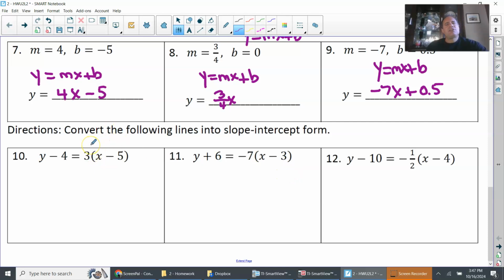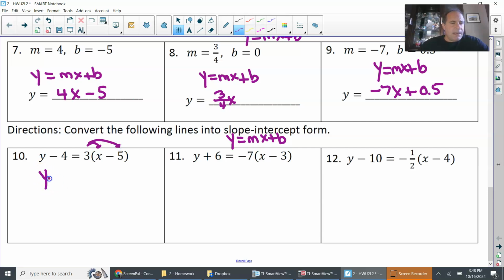So the directions here say convert the following into slope-intercept form. As long as I have that slope-intercept form, it is y equals mx plus b. So you have to solve for y. Now, just remember, if you see parentheses, don't do anything but the distributive property here. All right, so distributive property will take you home.